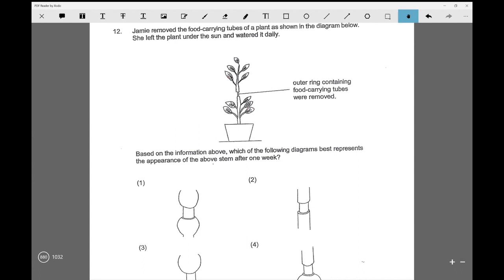Okay, for this question, they tell you the food carrying tube is removed, right? So after the leaf here make food, okay, the food gets stuck here, so it will swell up. Now the plants can still stay alive because only the food carrying tube is removed. The inside, which is the water carrying tube, is still there. So that means the water can still go up. So the leaf can still use the water, light and carbon dioxide to make food.